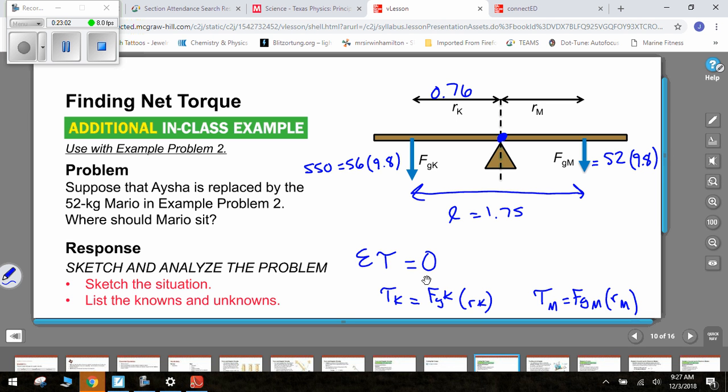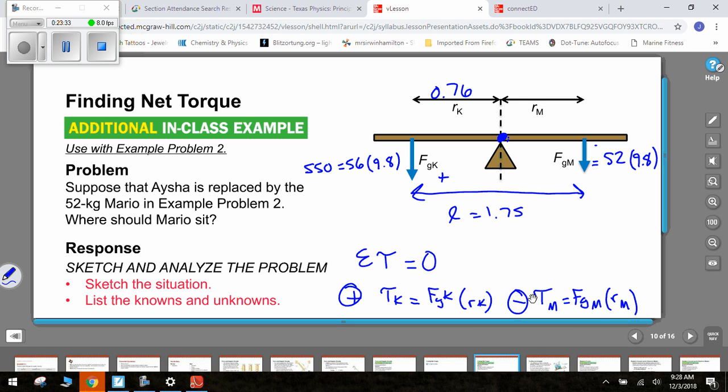And counterclockwise is positive. So this one's going to be a positive torque. I'll write it down here. So that one's going to be positive. Now I look at this one right here. So again, this is my center point. So everything's going to rotate around here. Is this force going to make it go clockwise or counterclockwise? Clockwise. That means that Mario's tau is going to be negative.